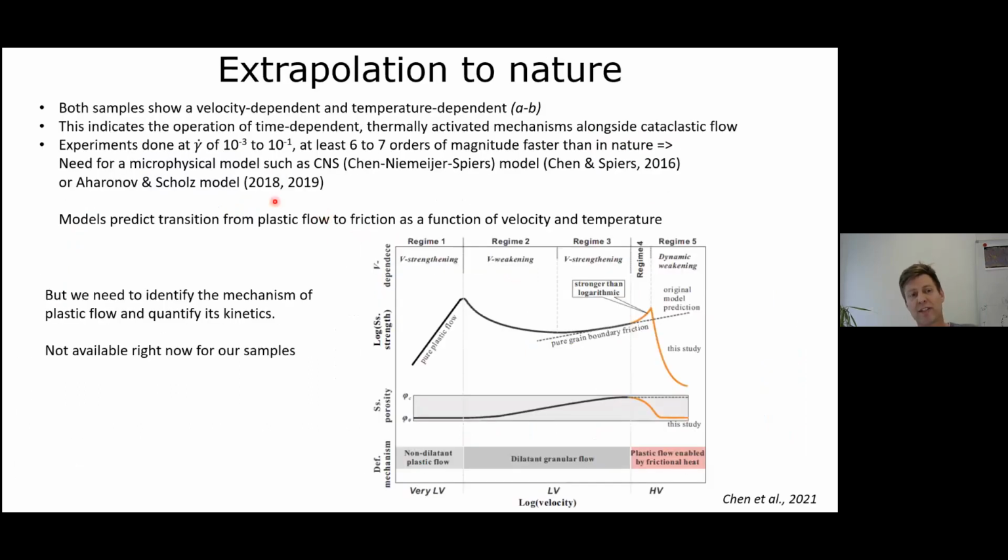Now, if you want to extrapolate this to nature, then obviously what we would really want is a microphysical model that can explain this kind of data. Such a model does exist, was developed in our lab, and also other people have developed these kinds of models. And they predict a transition from something that is purely flowing plastically into a regime that's dominated by a competition between plastic flow and dilatant granular flow, and then further transitioning into velocity strengthening. But in order to use this model, we need to know what the mechanism of plastic flow is, and we have to quantify its kinetics.